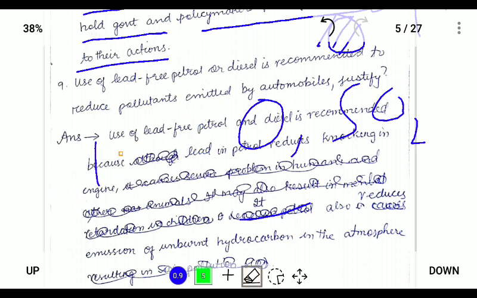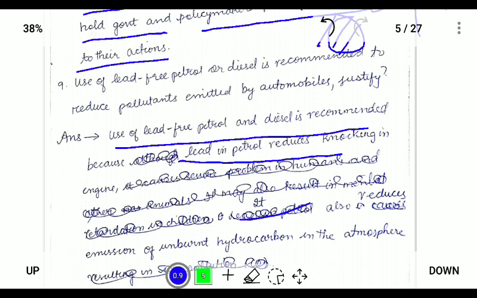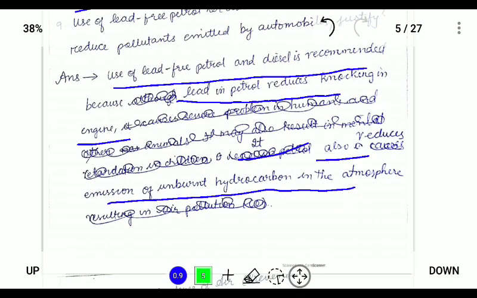So the incomplete combustion of the fuel increases the production of these harmful pollutants, and if the concentration of lead is reduced in petrol, then the production will also reduce. So the use of lead-free petrol will help in reducing pollutants. However, it is not totally 100% safe. Use of lead-free petrol is recommended because it reduces knocking in the engine. Knocking means incomplete combustion of the engine, and it also reduces the emission of unburned hydrocarbons, as I mentioned, CO, NO2, and SO2, etc. And it helps in reducing air pollution.